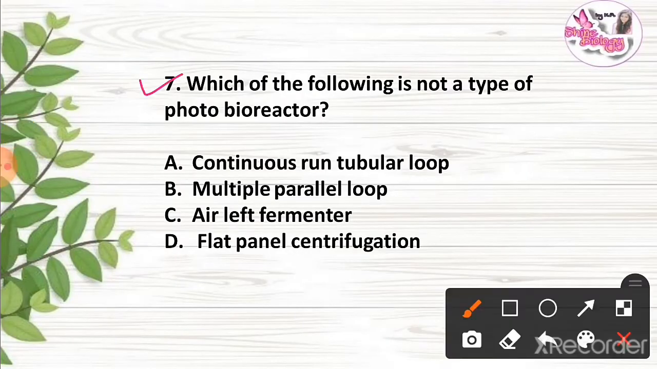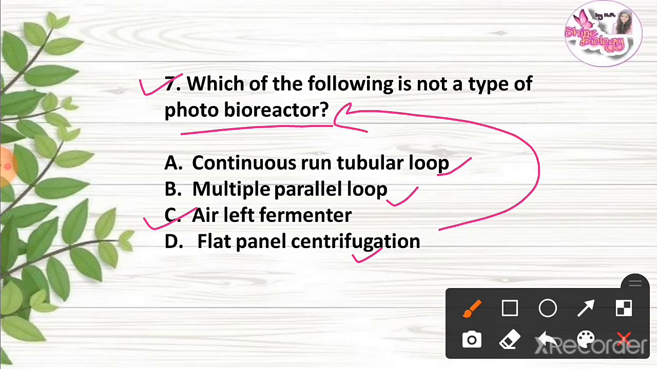Question 7. Which of the following is not a type of photobioreactor? The correct answer is option C. Airlift fermenter is not a type of photobioreactor. Continuous run tubular loop, multiple parallel loop, flat panel centrifugation, each are a type of photobioreactor.